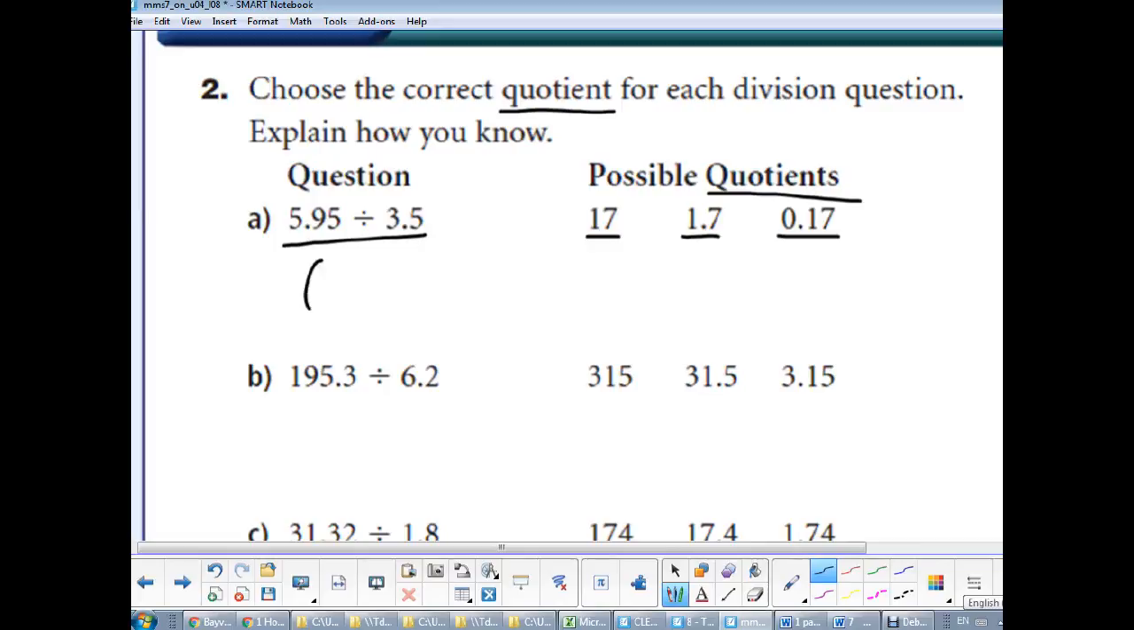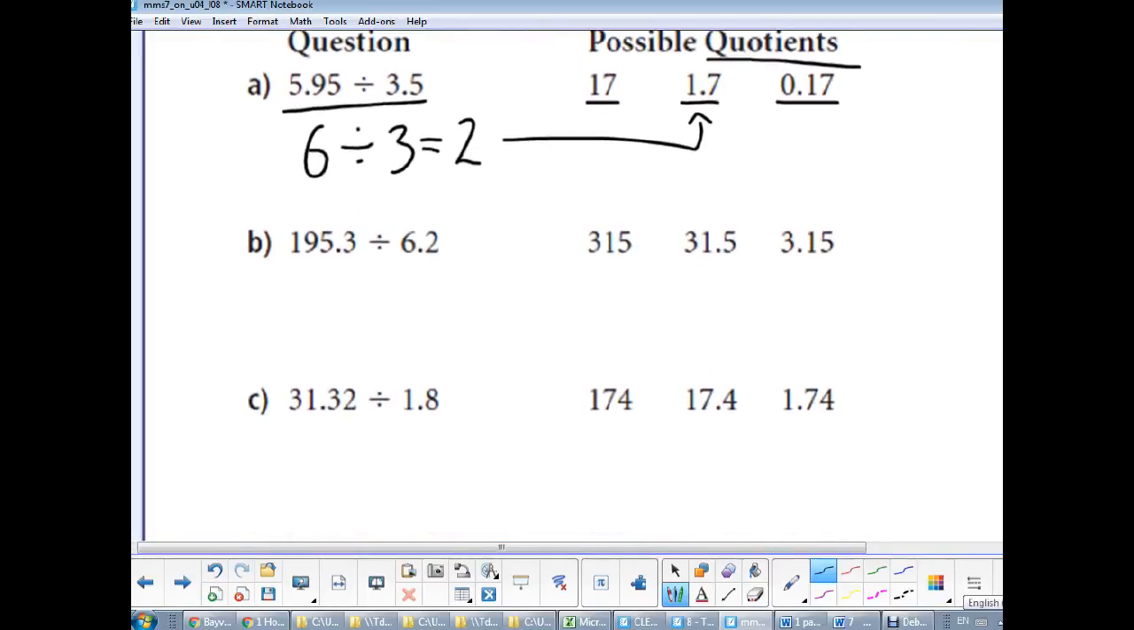So we can round 5.95 to 6. And what goes into 6? Well, 3 goes into 6, so we'll round the 3.5 to 3. 6 divided by 3 is 2. 2 is going to be closest to 1.7. So this is the same as the last question, just switched around a little bit.